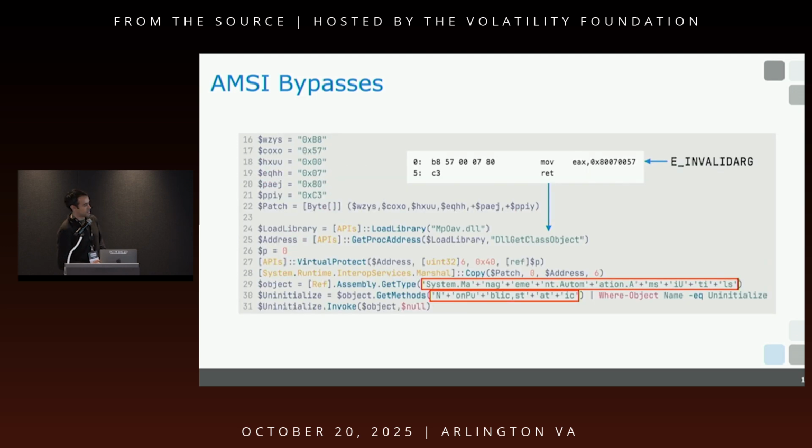And at the lower part of the script, we see an array of bytes being constructed that we're going to use to patch DllGetClassObject within the mpoav.dll. That's the default AMSI provider that you would find on just the vanilla Windows. At the bottom, you can see that they've obfuscated System.Management.Automation.AmsiUtils. Not exactly in a complicated fashion, but apparently enough to bypass it in this case.